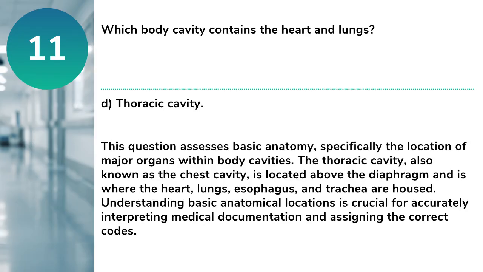Answer: D. Thoracic cavity. This question assesses basic anatomy, specifically the location of major organs within body cavities. The thoracic cavity, also known as the chest cavity, is located above the diaphragm and is where the heart, lungs, esophagus, and trachea are housed. Understanding basic anatomical locations is crucial for accurately interpreting medical documentation and assigning the correct codes.